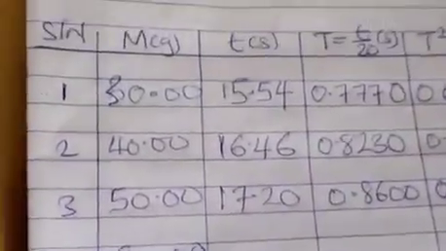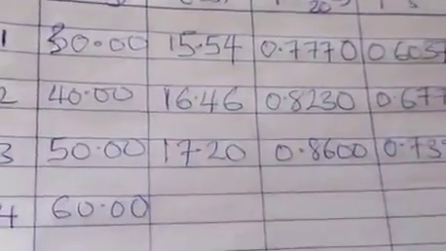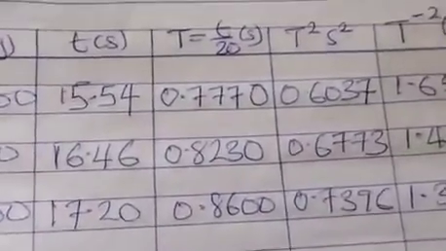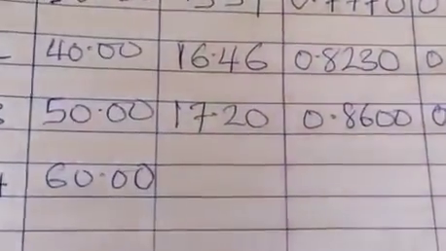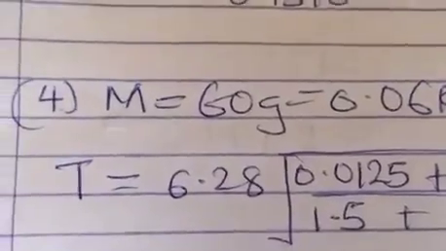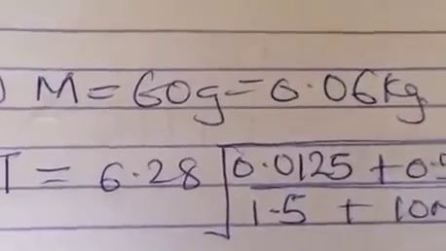So we'll now go to the fourth experiment, where we are asked to take a mass of 60 grams at the center of gravity and set the meter rule into 20 vertical oscillations. So writing the 60 there to 4SF, we'll now calculate our period by the formula we derived.